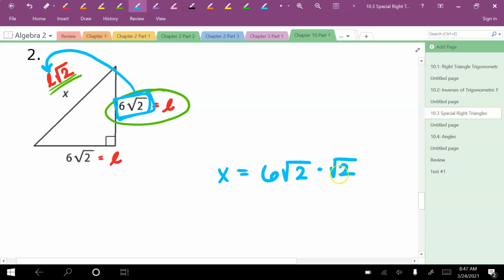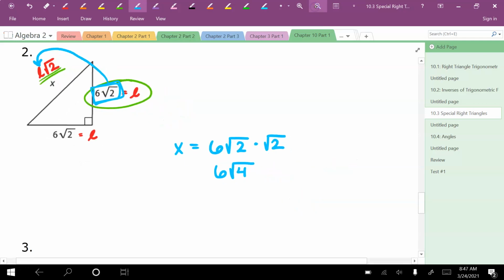Now to simplify this, remember on the previous example, I said you can only multiply things that are like each other. Well, I have these radicals that are alike. So what would be the square root of 2 times the square root of 2? What number would be underneath the square root sign now? 4, because 2 times 2 is 4. What's the square root of 4? 2. So to finish this, we're going to take 6 times 2, which is 12.